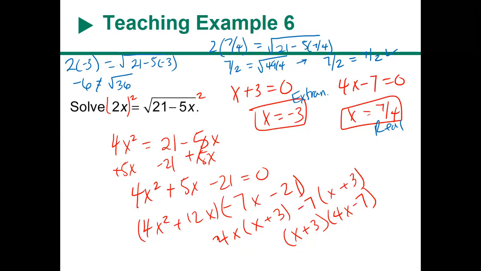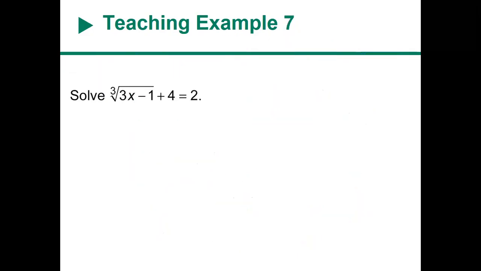Okay, so what this means is if you were to graph these two lines, so if you were to graph 2x and graph square root of 21 minus 5x, they would only intersect at 7/4. Does that make sense? That's their x value of intersection. All right, our next one.